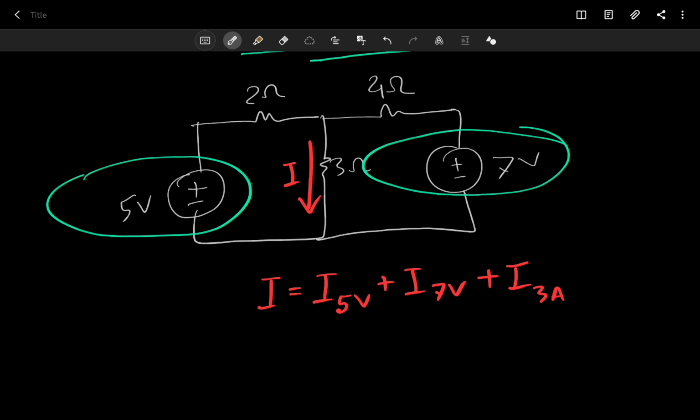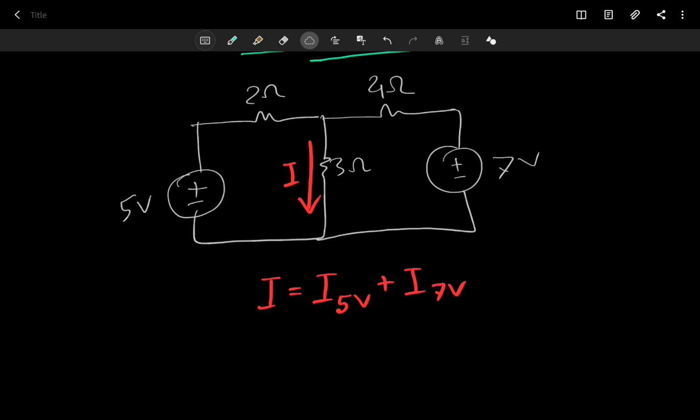All right. So okay, we understand that, but how do we exactly figure out how much voltage or how much current the 5 volt voltage source is supplying, or the 7 volt voltage source is supplying? Okay, let me erase that 3 ampere part. So how do we figure out just the part from the 5 volt voltage source? For that we have to do something like this.